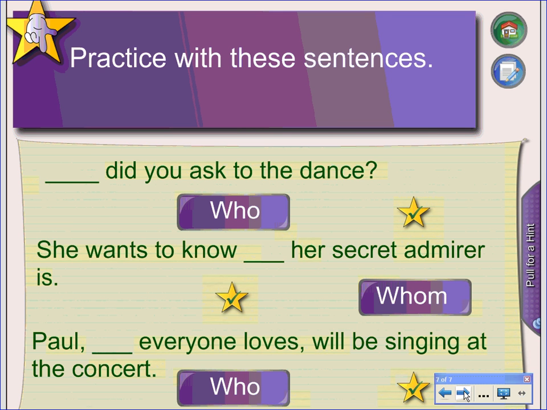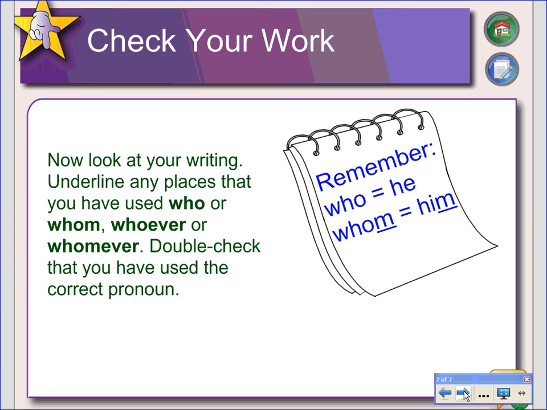So now let's go ahead and take a look at your own writing. Look at any time in your writing that you've used the word who or whom or whoever and whomever, and double check that you've used the correct one. I find that in my experience, people usually use who in all kinds of situations, including times when they should be using whom. So more often than not, you might have used who in the incorrect place.